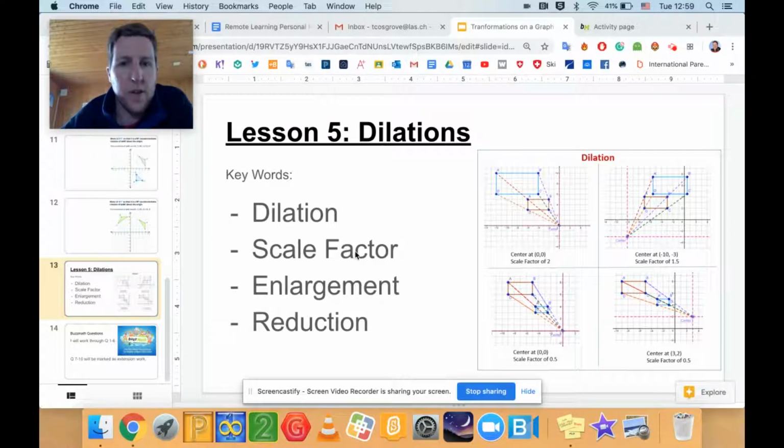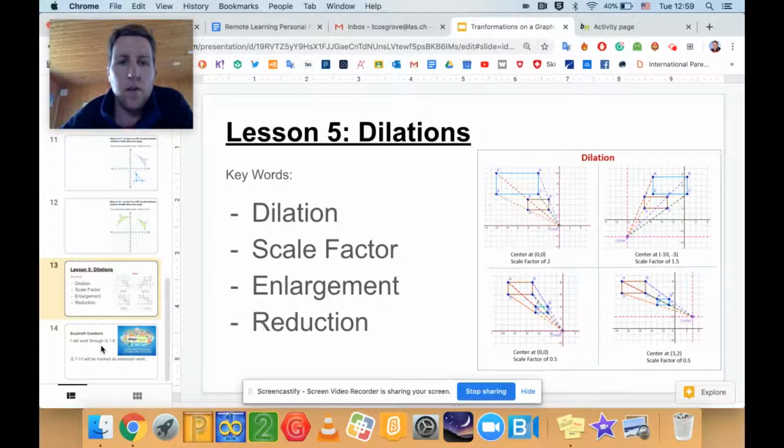Scale factor means, if you look at this first part here, it says scale factor of 2. That would mean that everything is double. It's become twice as big, so the scale factor is multiplied by 2. Maybe it's 0.5, so then everything would become half as big, or 0.5 times the size. So the scale factor is how much bigger or smaller it becomes. And this word dilation just means to make bigger or smaller. You're going to see that on the Buzz Math page number 1. They give a definition there.